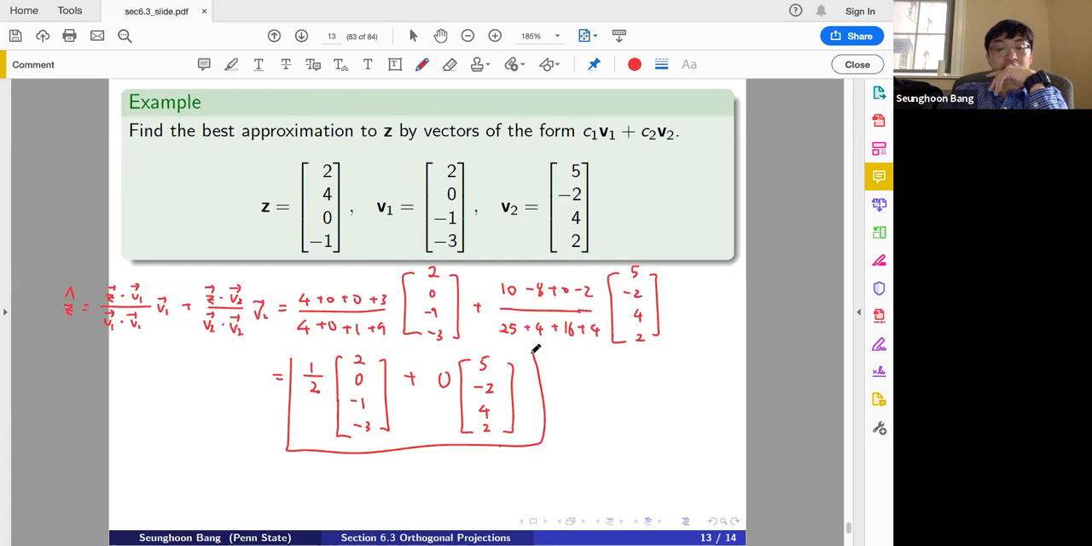So why is this true? Because V1 and V2 are orthogonal, right? So you really must be careful. The V1 dot V2, you can calculate exactly: 10 plus 0, negative 4, negative 6 is 0, exactly orthogonal. This is an orthogonal set, so we have this answer. If it is not orthogonal, we cannot express it this way. This is very important.